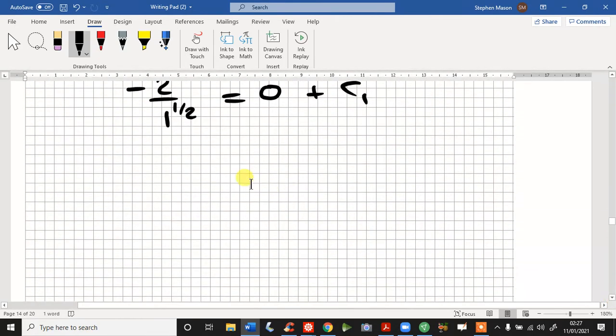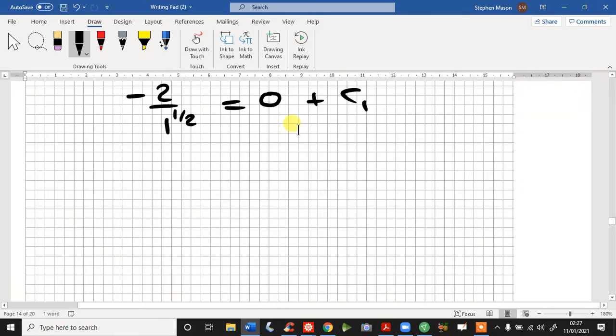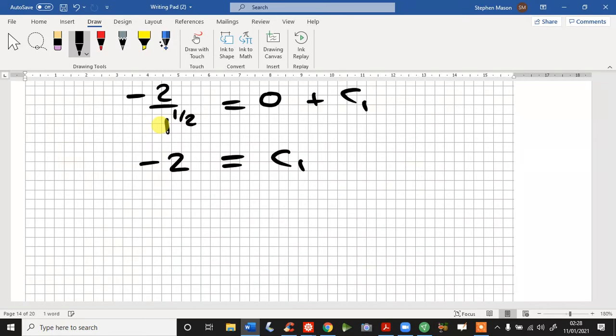And by the way, where I've got 1 to the power a half, that is a square root of 1, which can be written as plus or minus 1, but I'm taking the positive square root. You can try it with a negative square root, like I said before, earlier on in this video. But we shall just stick with the positive square root, so that what we're left with is minus 2 equals C1, or C1 equals minus 2, basically the same thing.